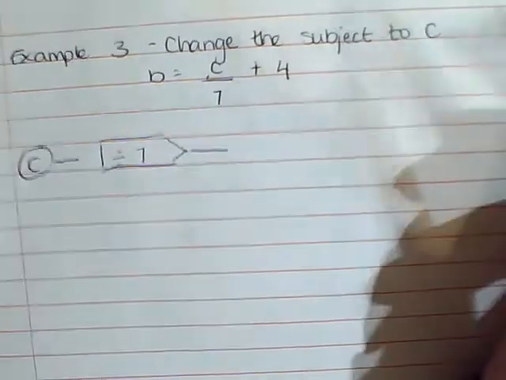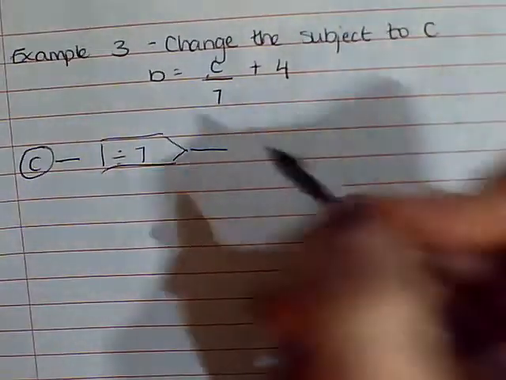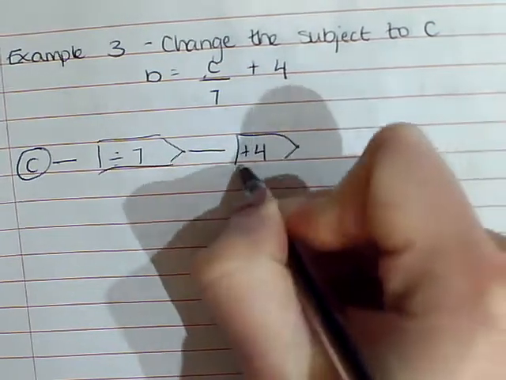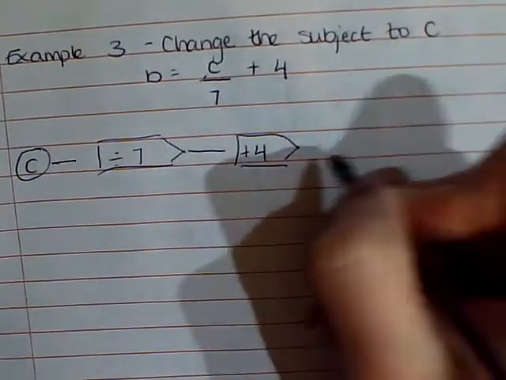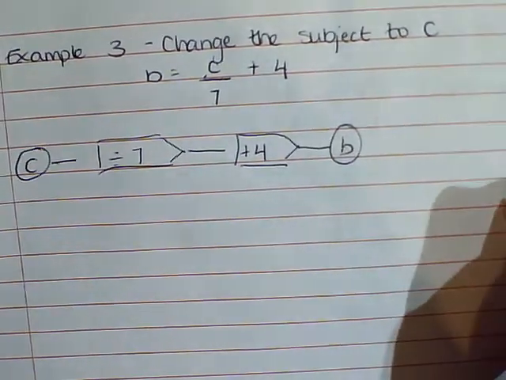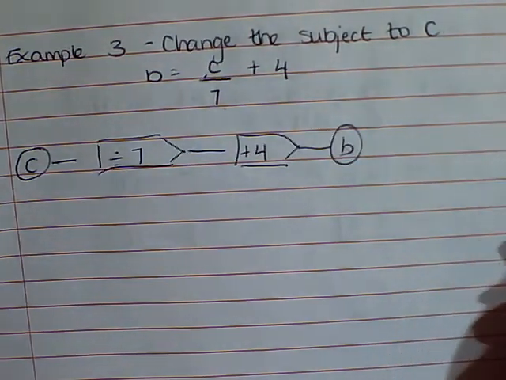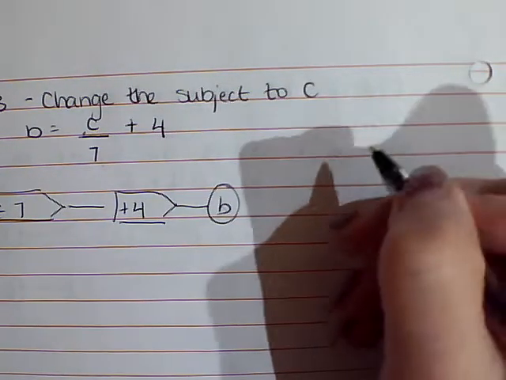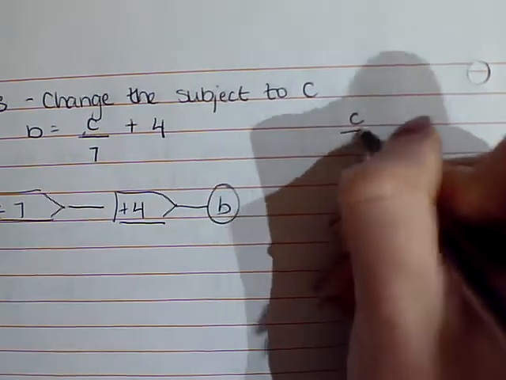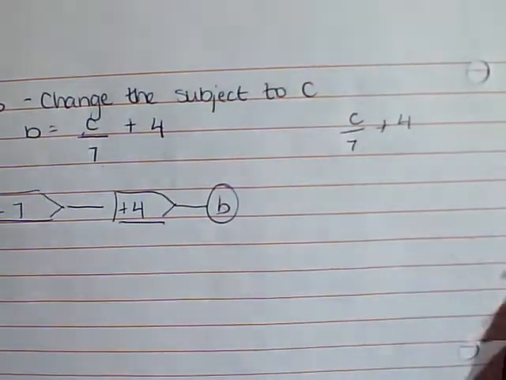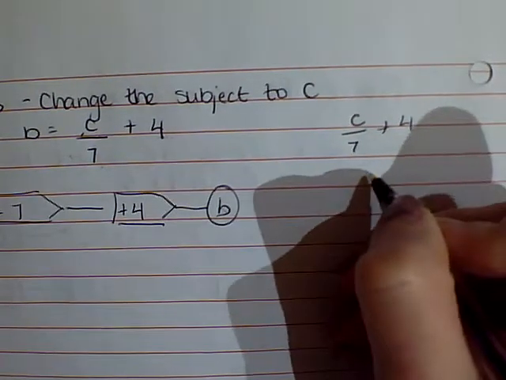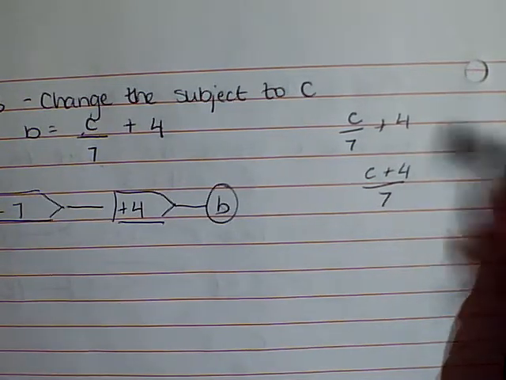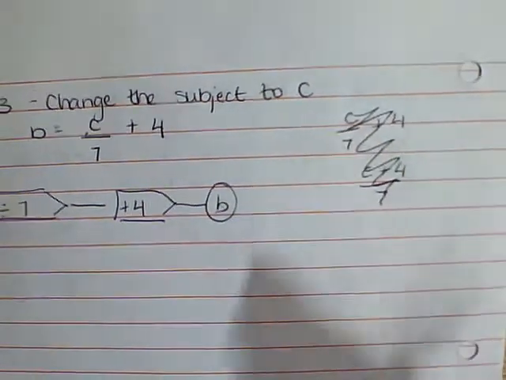So now I've got C divided by 7, add 4, and that gives me my B. Okay. Just to expand on that, sorry. If I said you've got C divided by 7, add 4. But if I said C add 4 divided by 7, there's a big difference. Just be careful.